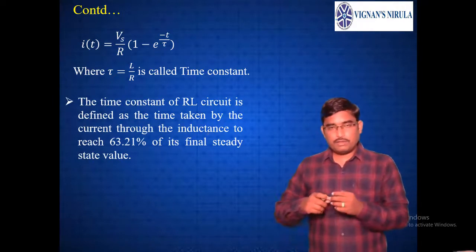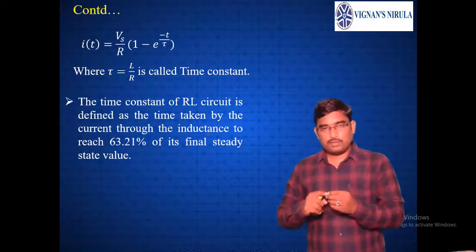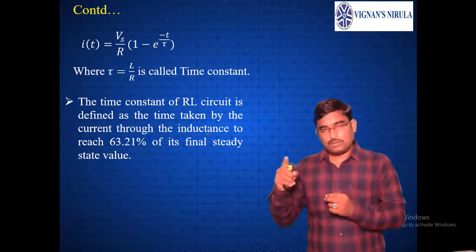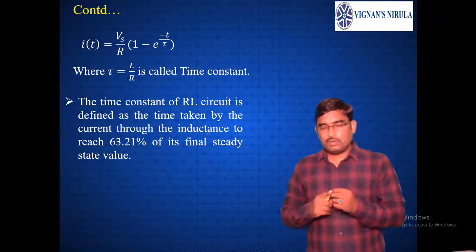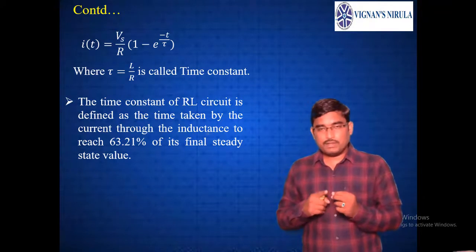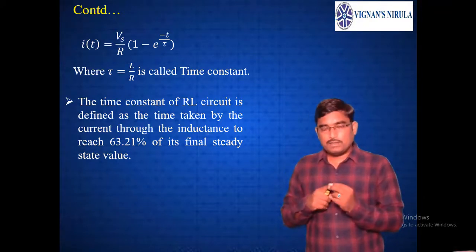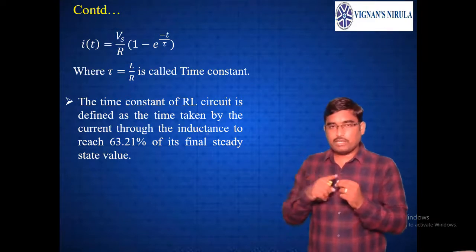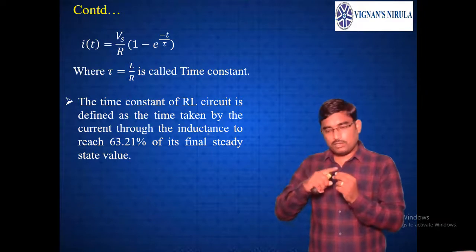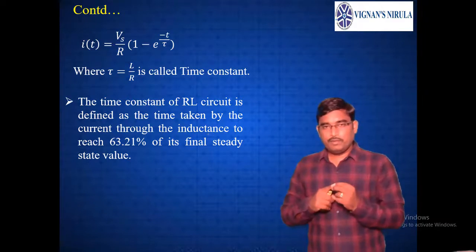If you see the previous response curve, it is starting from 0 of current, finally it is reaching to steady state value Vs by R. So now here the time constant means it is the time taken for the response, here response means I, to reach the 63.2% of its final value. So 63.2% of its final value means here Vs by R. So that time is set to the time constant.